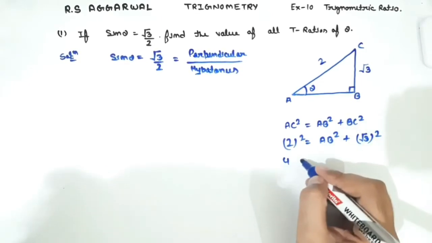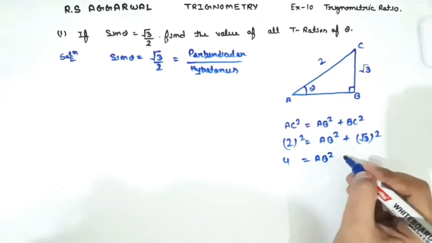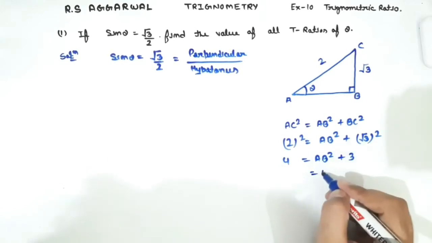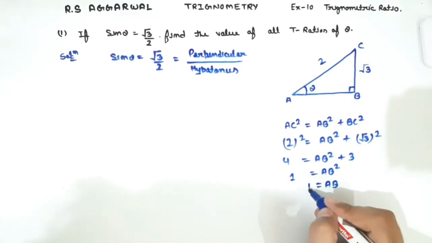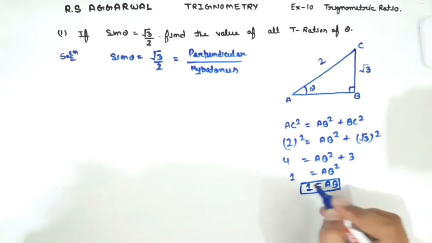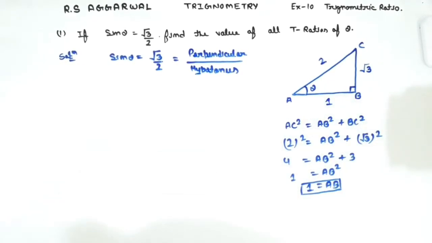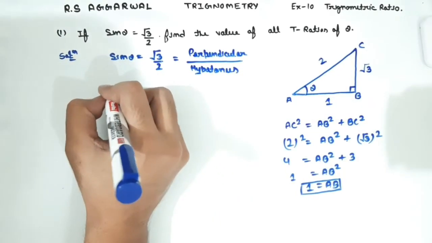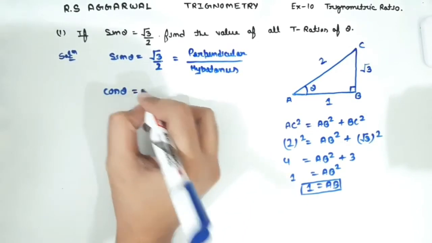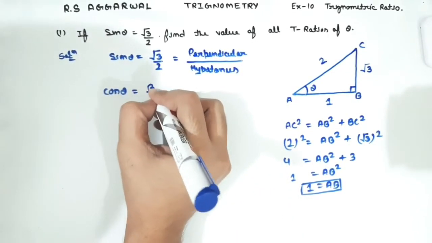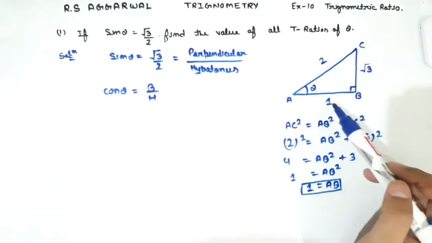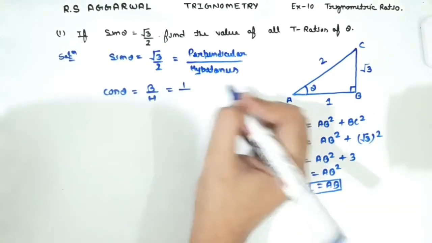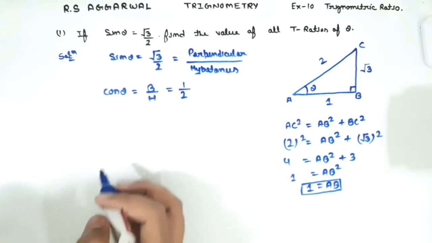So 4 equals to AB square plus 3. So AB square will be 1. So from here AB will be equals to 1. This is our base. So now we have to find all other trigonometric ratio. So second trigonometric ratio is cos theta. Cos theta is given by base upon hypotenuse. So in this triangle, with respect to theta, our base is 1 and hypotenuse is 2. So this is cos theta.